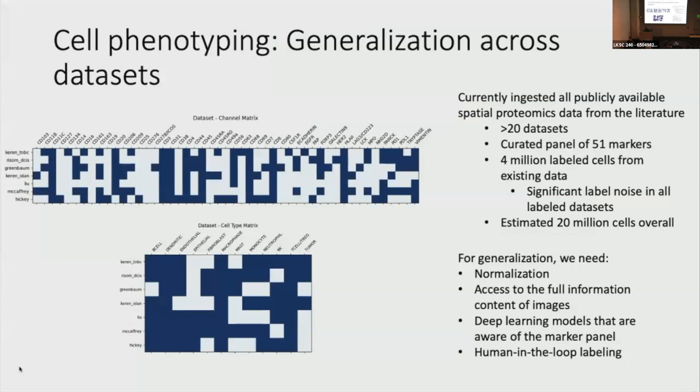For generalization, you can write down some things that you need. You want some normalization. You want the model to have full access to the full information content of the images, so it should be looking at all the different markers at the same time rather than one at a time. Ideally, you'd also want these models to be somewhat aware of what a marker is, right? It should know, hey, if I'm looking at an image of CD8, then I'm looking at CD8. If I'm looking at CD4, I'm looking at an image of CD4, et cetera. And then you also want access to human-in-the-loop frameworks of labeling.